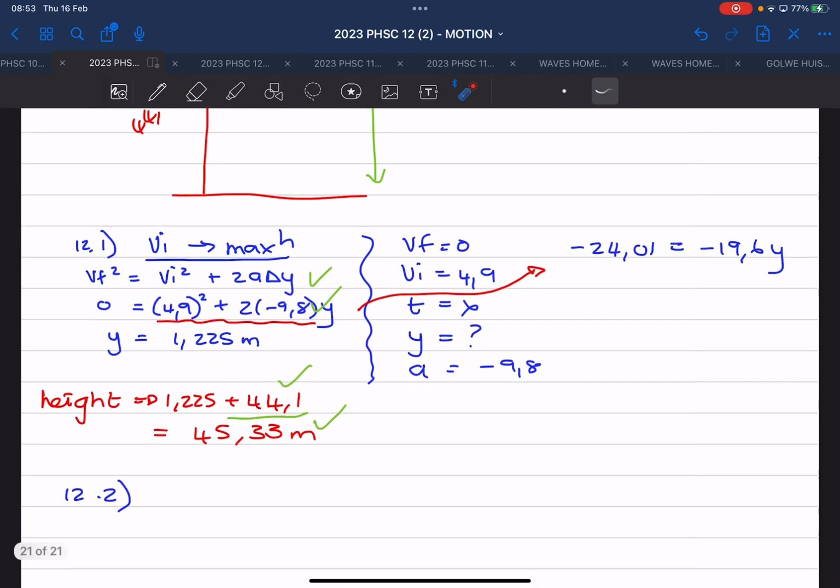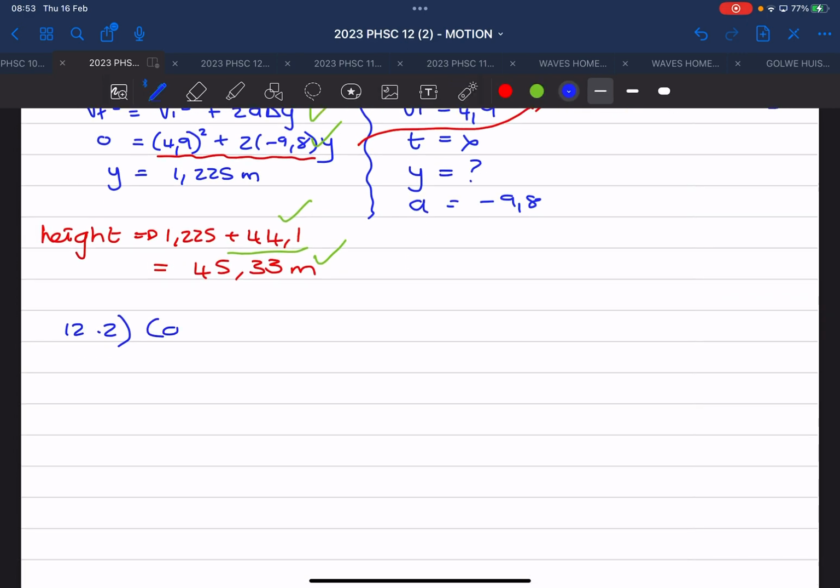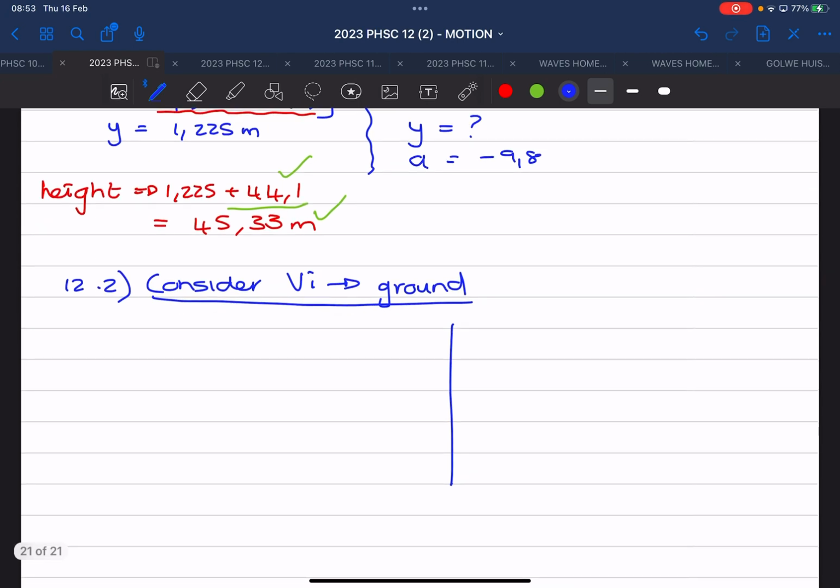The whole flight. Okay, so that's what we're going to tell the person. Consider from the initial velocity until the ground or whatever. So my info table must fit with what I said there. Okay, yes.